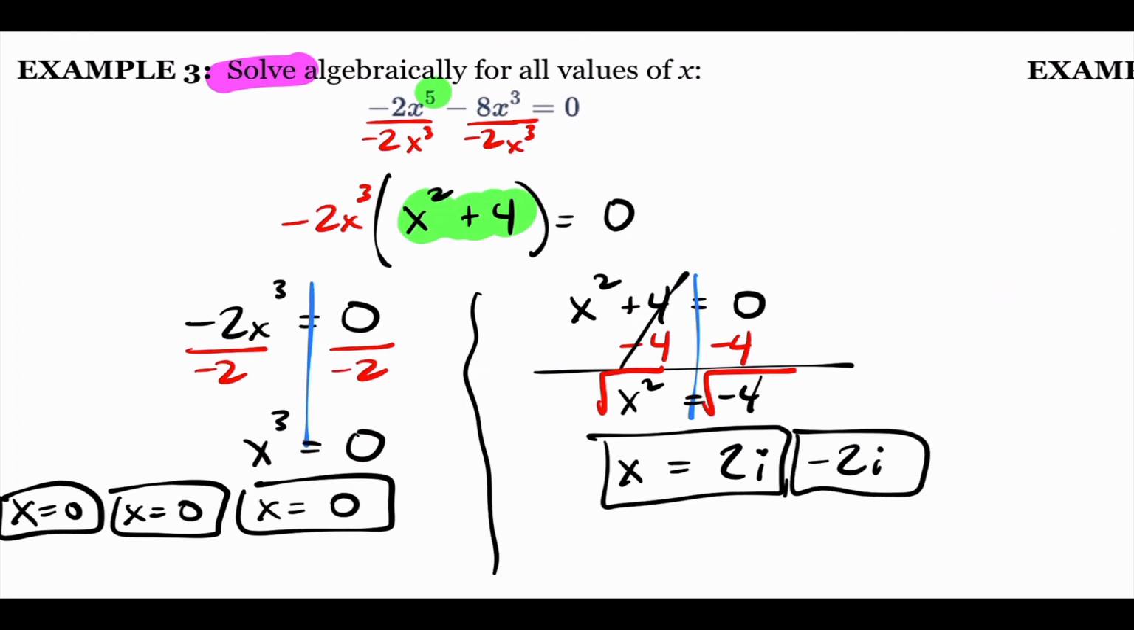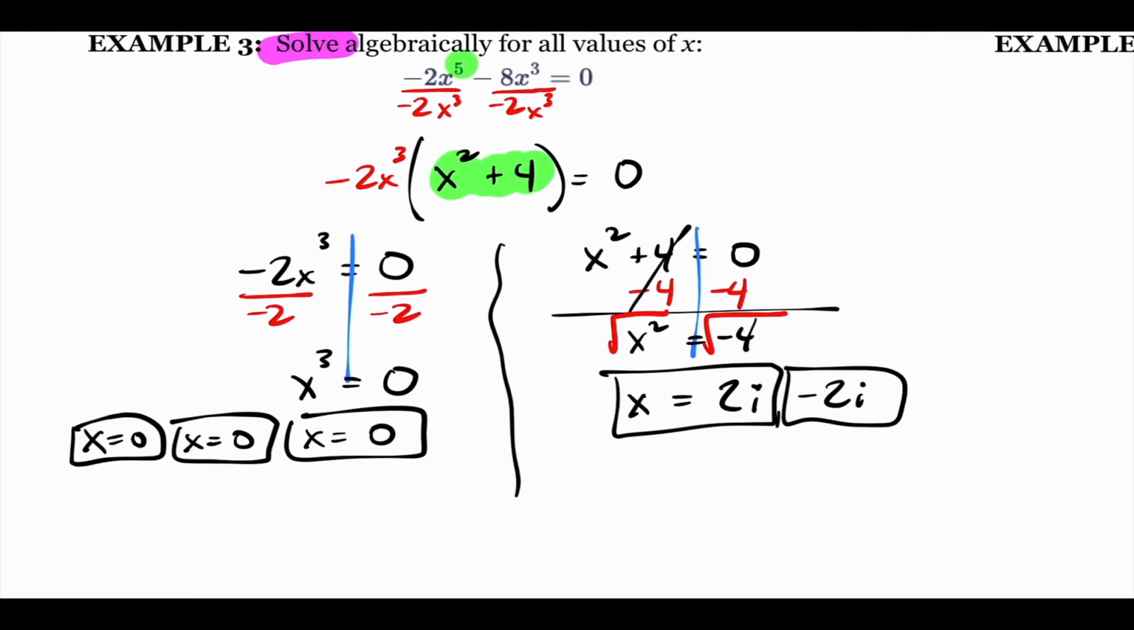Okay. So in Delta Math, you could have 5 boxes: 0, 0, 0, 2i, negative 2i. Or you can just have 3: 0, 2i, negative 2i. These guys aren't the same, so you have to put each of them. One of them's positive, one of them's negative.